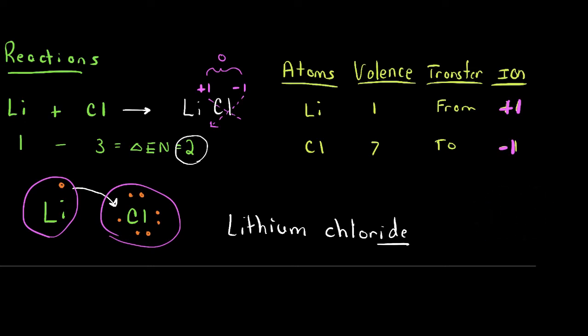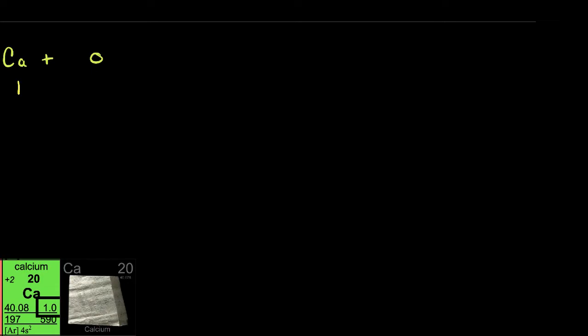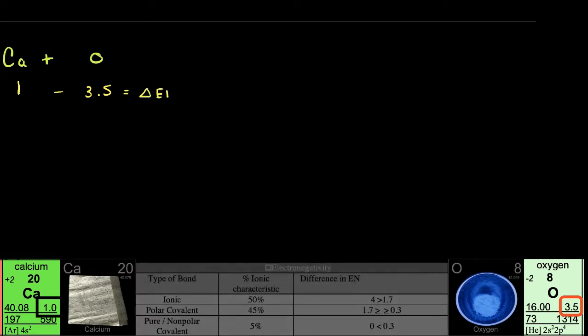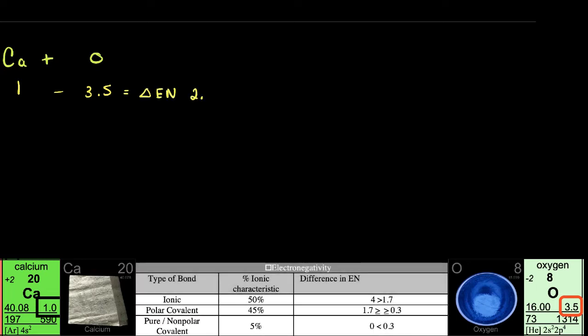Let's go to the second one. The second one, we're going to have our calcium. So we'll have calcium here. And let's say that we're going to bond this with oxygen. All right, we need to look at those electronegativities now. The electronegativities, calcium has a value of 1, and oxygen has a value of 3.5. We subtract these two, and you get a change in electronegativity of 2.5. That tells me that this is an ionic bond that's going to form between these two.